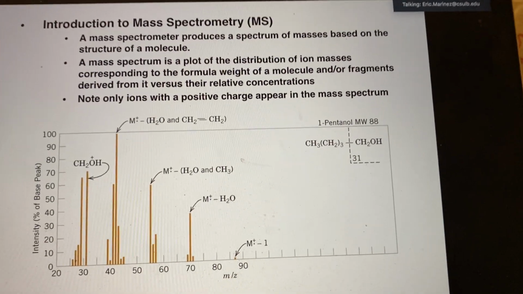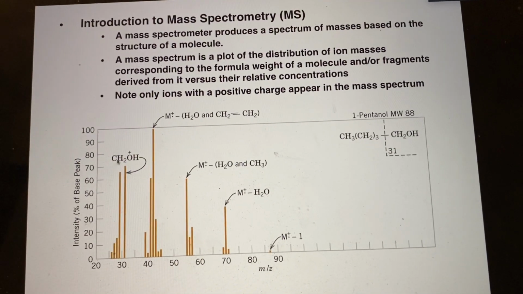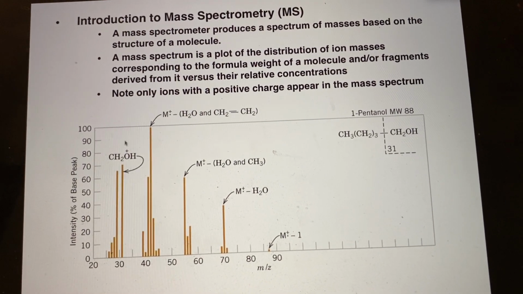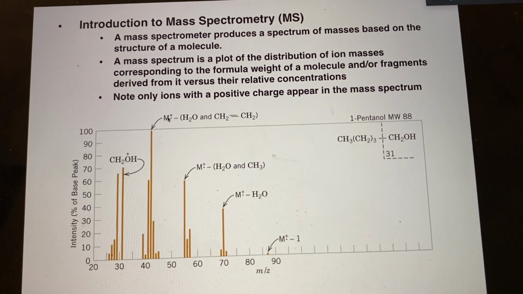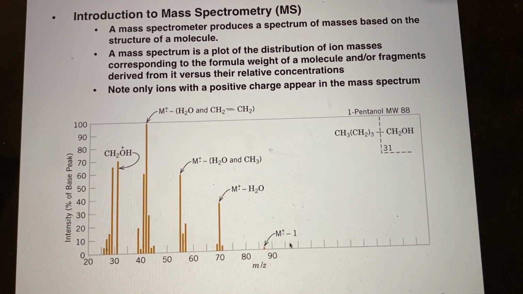Also, just to reiterate from the preceding slide, notice that the peaks I've assigned here all have a positive charge. Notice I have a positive here, a positive here, a positive here, and a positive here.